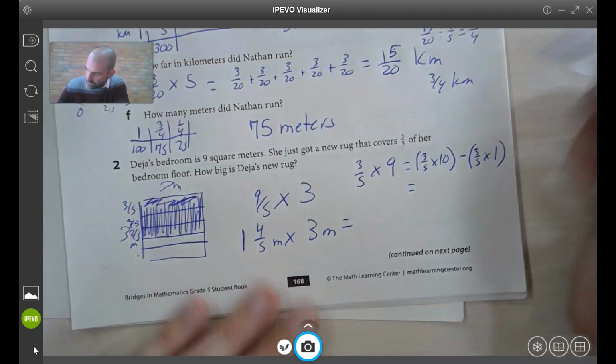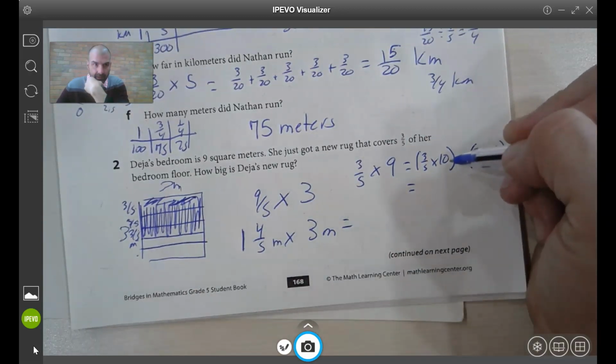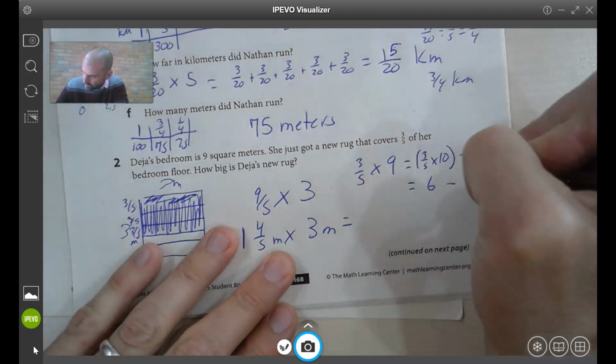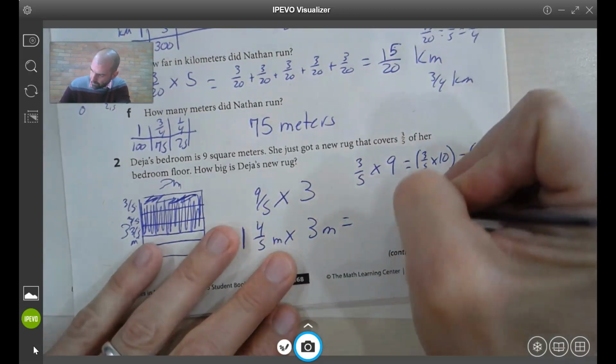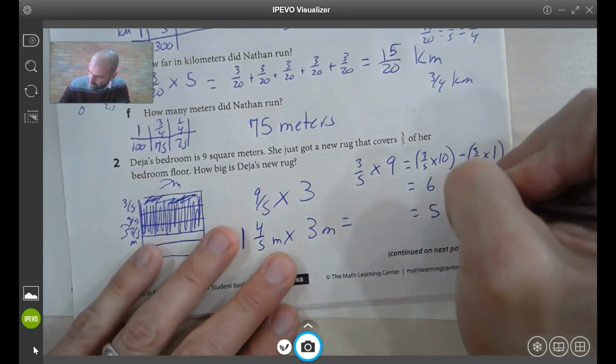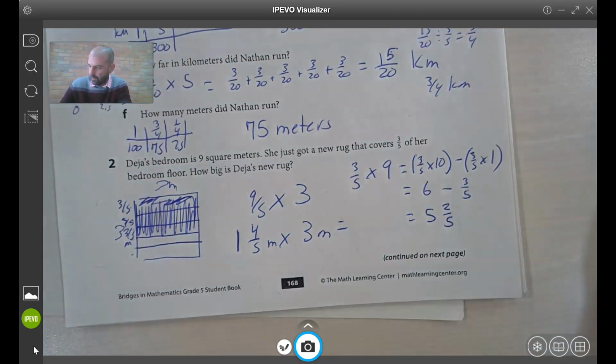I think that would work. So what does that equal? Well, 1/5 of 10 is 2, so 3/5 would be 6, minus 3/5. So that would equal 5 and 2/5. Cool, that worked.